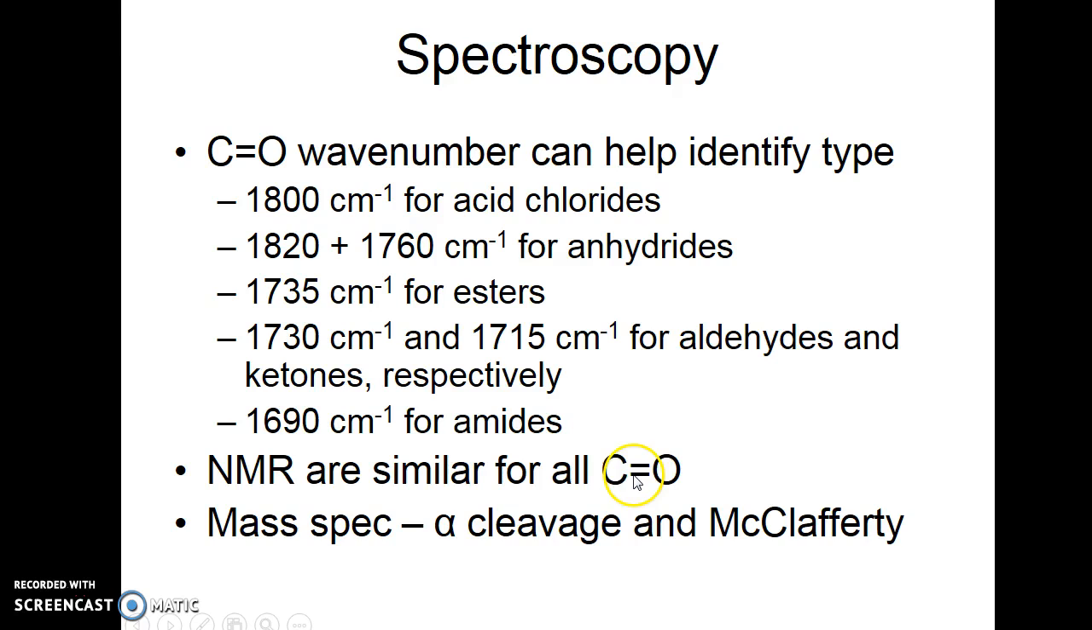The NMR chemical shifts are about the same for all of the carbonyls. The only one that really is different is the aldehydes have that hydrogen attached to the carbonyl that's way down there at 10 parts per million. But the rest of the NMR chemical shifts would be for the hydrogens that are alpha to the carbonyl, and they all are at about the same place. And then the other thing that you have with mass spec is you still have alpha cleavage and the McLafferty rearrangement available for all of these functional groups.